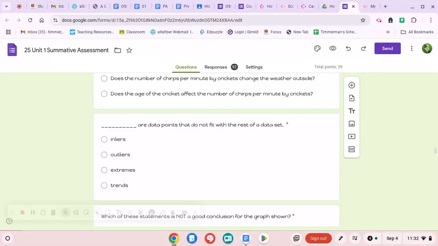Blank are data points that do not fit with the rest of a data set. Is that called an inlier, an outlier, extremes, or trends?